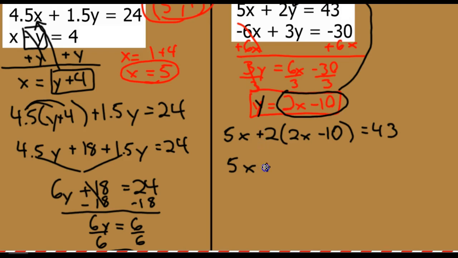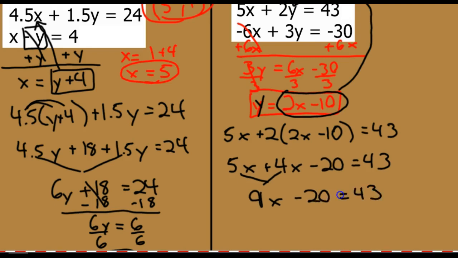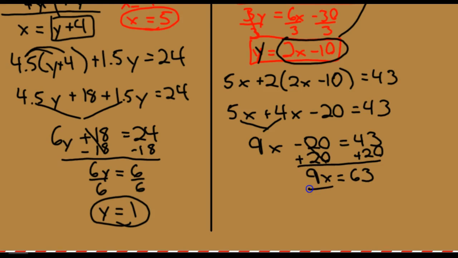5x plus 4x minus 20 equals 43. So 9x minus 20 equals 43. We're going to add 20, and get 9x equals 63. x equals 7.